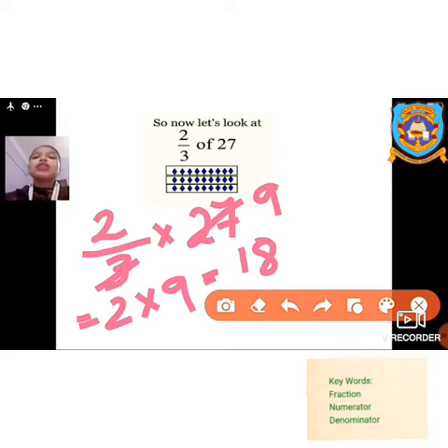Okay children, so in this way we can find the fraction of a number by multiplying. Remember children, we have to replace "of" by the multiplication sign, and when we are doing calculation, be very careful, because with one mistake, the entire solution will be wrong.